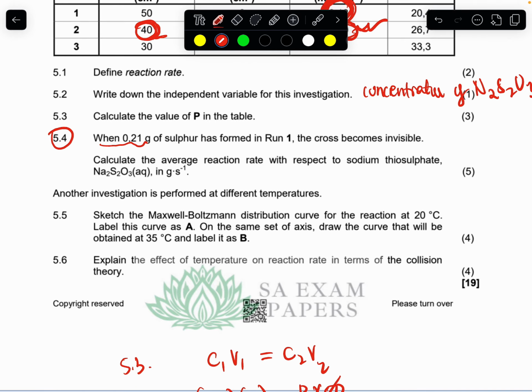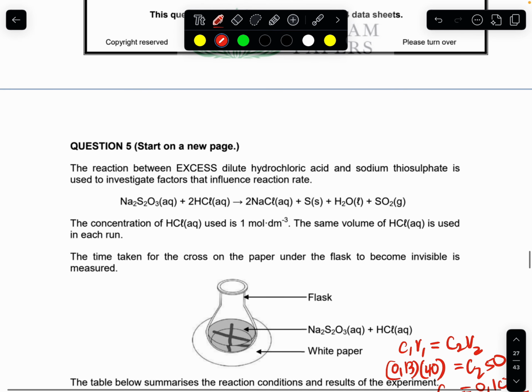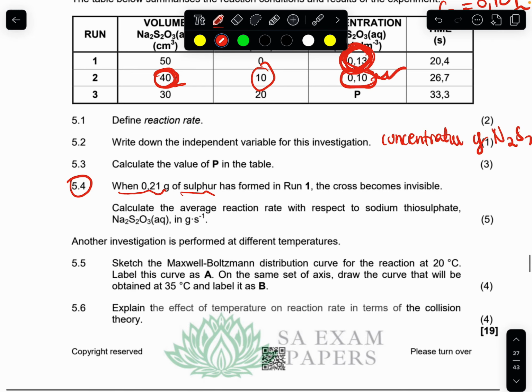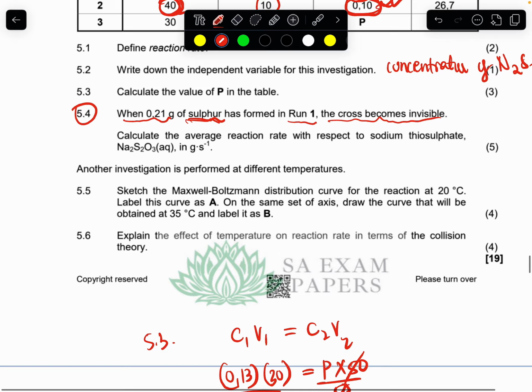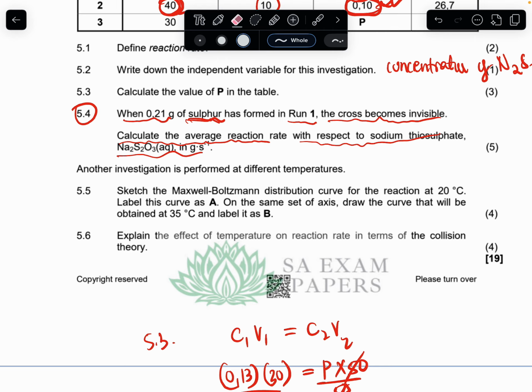5.4, it says when 0.21 of sulfur, which is this one, sulfur is formed in run 1, the cross becomes invisible. Remember, I said it's the sulfur, which is the S, that is responsible for the invisibility of the cross. Now the question says calculate the average reaction rate with respect to sodium thiosulfate. So we wanted the average rate of sodium thiosulfate.